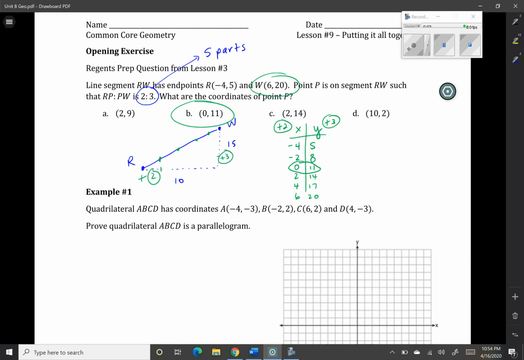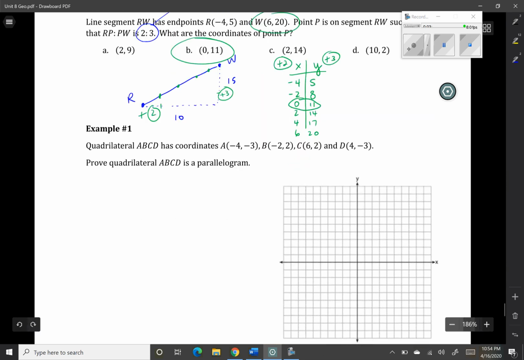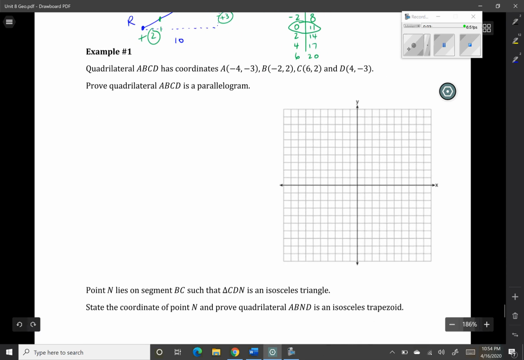Okay. So let's just jump right into a question. If we were in class, I would tell you to do the first part of example 1 yourself. I'd say we've already done parallelogram proofs. This is a parallelogram proof, so go ahead. So here I would like you to pause the video, plot your 4 points, and try and use slope to prove that this is a parallelogram.